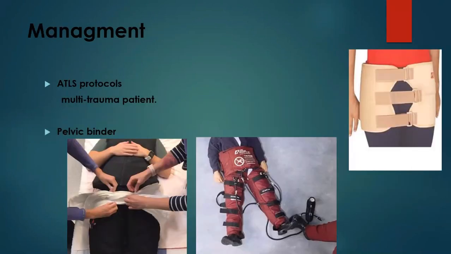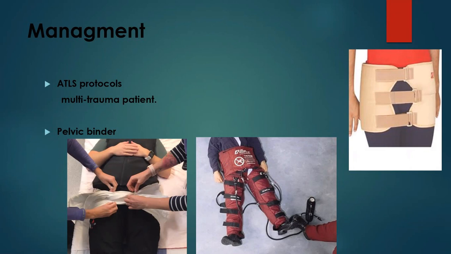So, what is the management of any patient with pelvic fracture? Usually, we treat the patient as a whole. We go for the ATLS protocol: airway, breathing, circulation. In the ATLS protocol, we have the primary survey, ABCD, and then the secondary survey. You have to secure the airway and the ventilation of the lungs. Then we give the patient two large-bore cannulas so that we can give him 2 liters of fluid, normal saline or Ringer's lactate, for hemodynamic stability.